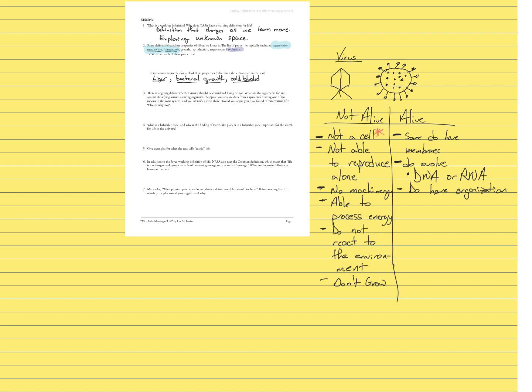Suppose you analyze data from a spacecraft visiting one of the moons of the solar system, and you identify a virus there. Would you argue you found extraterrestrial life? Why or why not? Huh, that's a tough one. If you found a virus on an extraterrestrial planet, it had to have a host, because it would have to have machinery that allowed it to reproduce. So even if you argue it's not alive, something had to make that virus. Something had to make that DNA or RNA, that stuff that defines who we are.